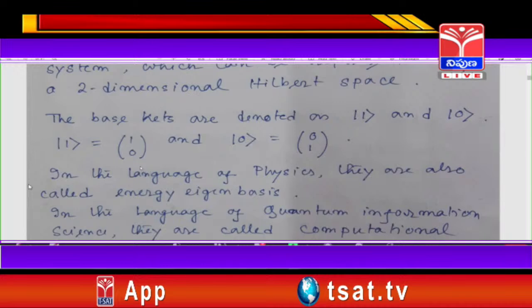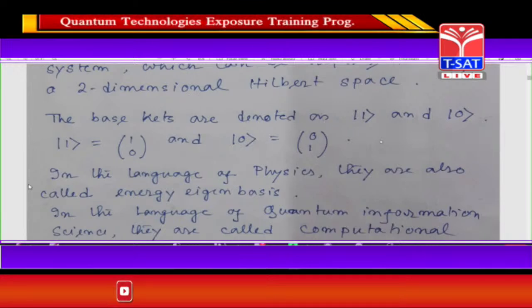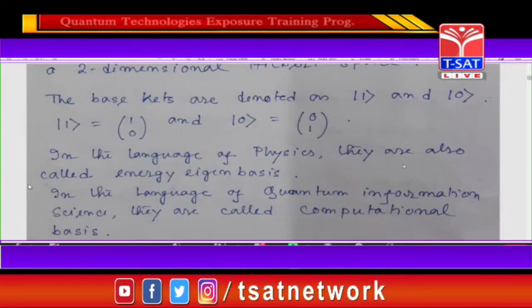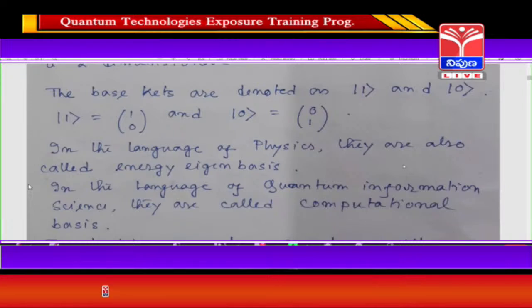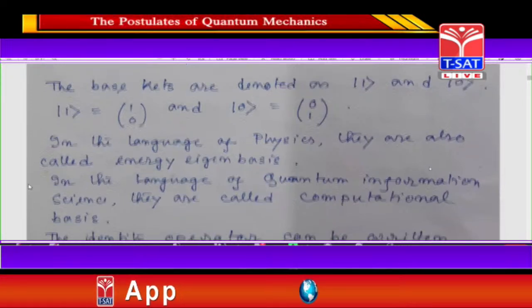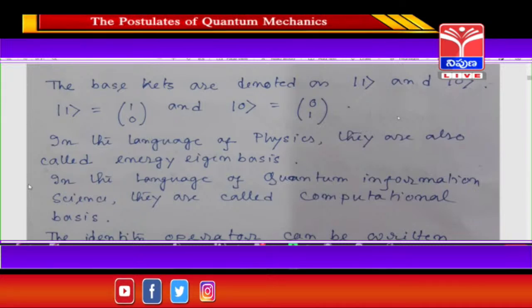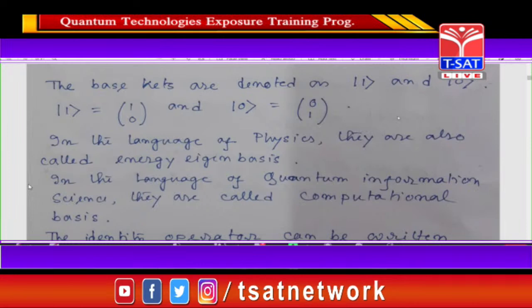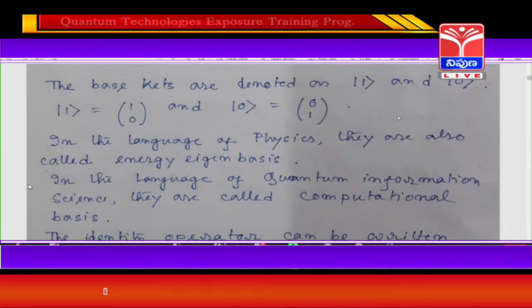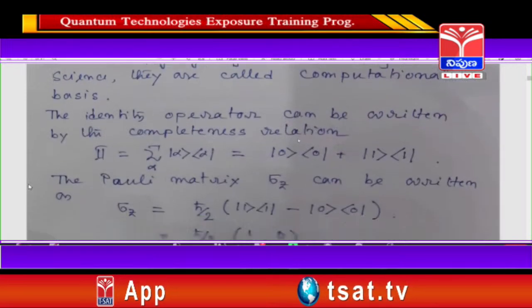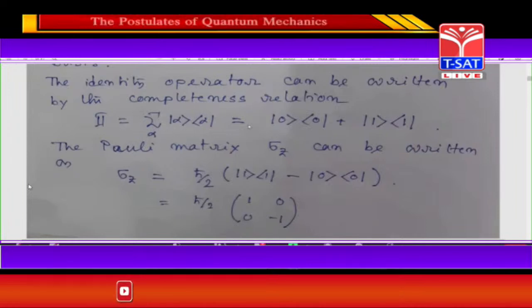So one vector is this 1, 0 and the other is this column matrix 0, 1. In the language of physics, we call this the energy eigenbasis for sigma z. In the language of quantum information, we call this basis the computational basis. There can be other bases also, as we have seen, this plus-minus basis and so on. But the basis that we usually use, which is the eigenvector of this sigma z matrix, is called the computational basis.